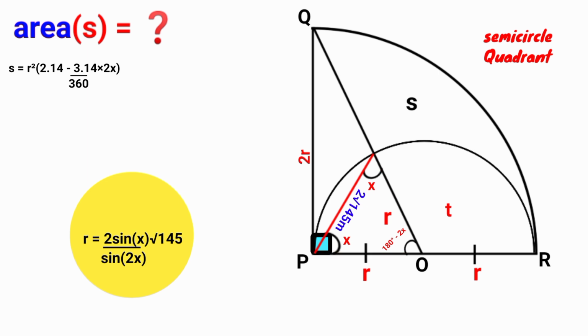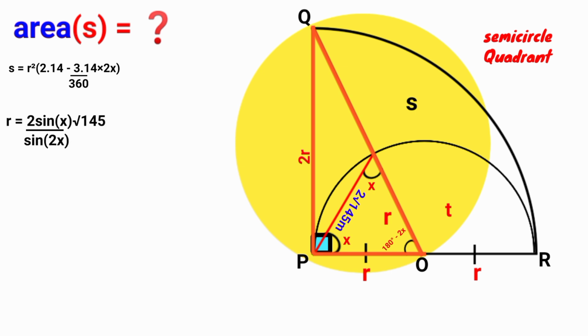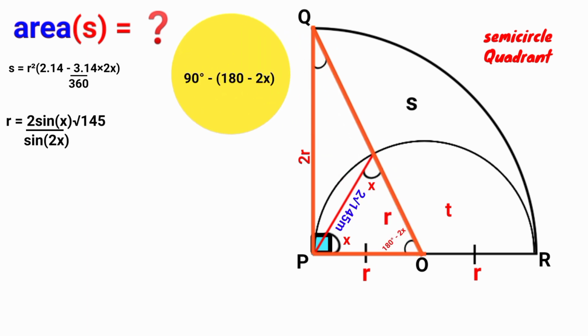Now what is x? We don't know. But if you look at this right angle triangle, since this is 180 degrees minus 2x, this must be 90 degrees minus into bracket 180 degrees minus 2x. Minus into bracket 180 degrees minus 2x is minus 180 degrees plus 2x. 90 degrees minus 180 degrees is minus 90 degrees. So it is minus 90 degrees plus 2x. Minus 90 degrees plus 2x is minus into bracket 90 degrees minus 2x.